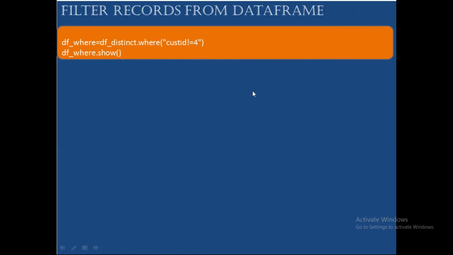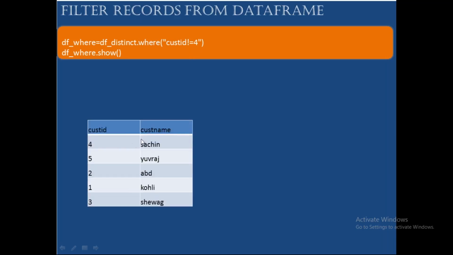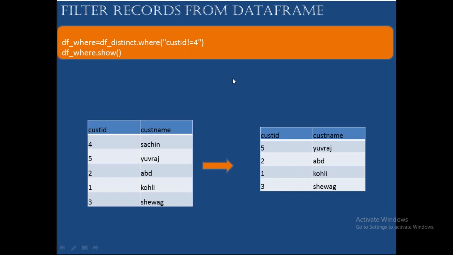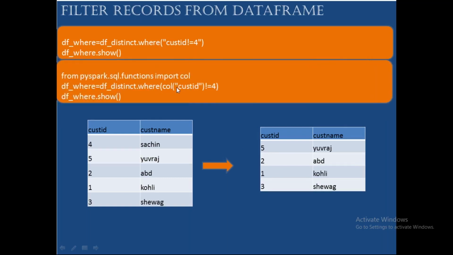Next, filter records from data frame. See, on the data frame you are saying where custid not equal to 4. Meaning this is the data out of which you are saying except 4, I want everything else. So you'll get something like this. You can also use col: the column custid value should not be equal to 4. Wherever it is not equal to 4, that is 5, 2, 1, 3, these 4 records will be written to output.